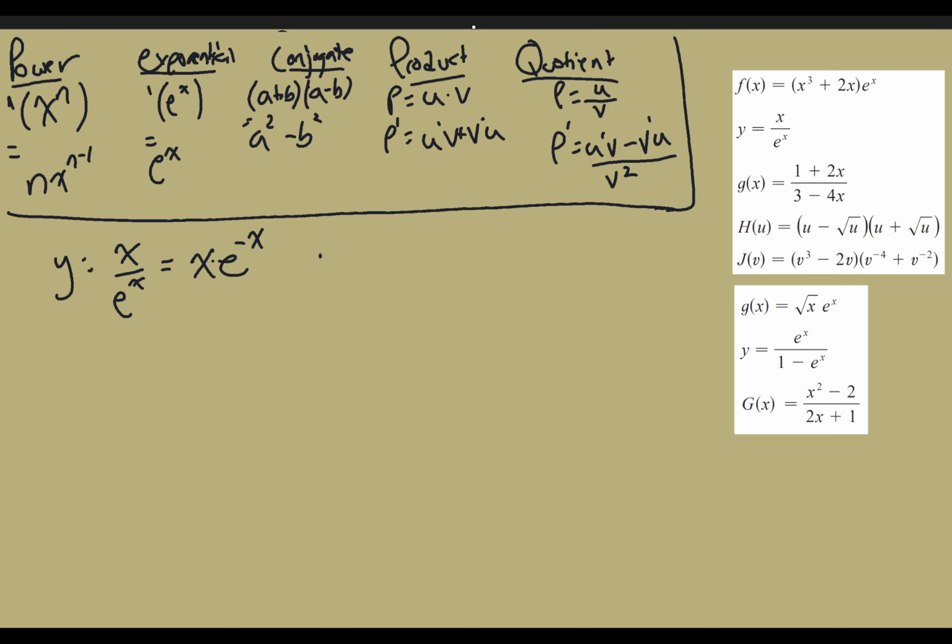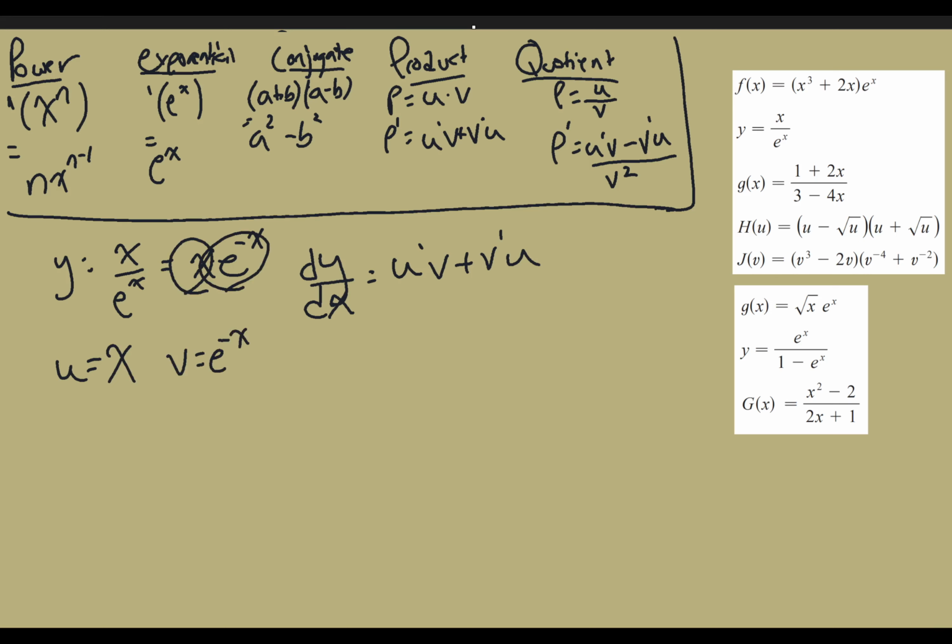Okay, so what's y prime? They call it dy dx because we're taking the derivative of y with respect to x, is equal to u prime v plus v prime u. So what's u? U is the first term, x. V is the second term, e to the negative x. Not e to the x, e to the negative x. So u prime would be 1, and v prime is going to be negative e to the negative x. Okay? The negative has to come down.